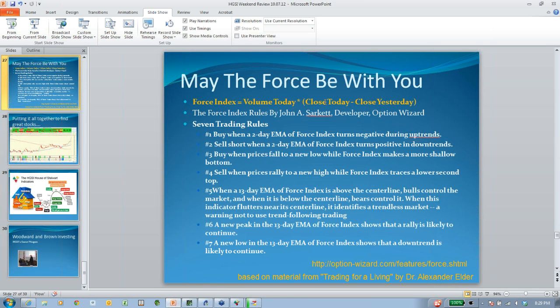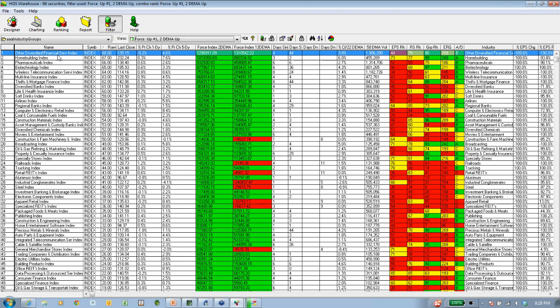Force Index equals volume today times close today minus close yesterday, plotted. We look at a 2-day and a 13-day exponential moving average. John Sarkit's written some rules of how he trades with it. And what I'm looking at here is just a simple 2-day EMA of the force. Tell me what's moving the most in the specific direction. Now, since volume is included, anytime the major banks are up, they're at the top of the list, and you'll see why when I go into them.